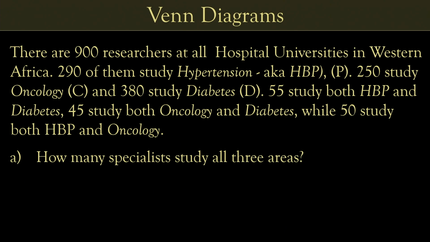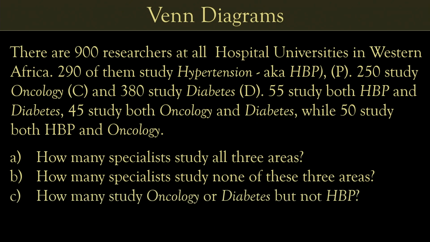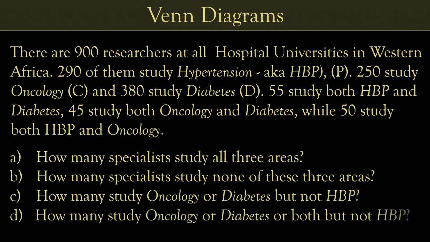How many specialists study all three areas? Okay. So some of the specialists will study all the three. The next one there is how many specialists study none of the three areas, and how many study oncology or diabetes but not hypertension or high blood pressure. Part D there says how many of these researchers study oncology or diabetes or both oncology and diabetes but not high blood pressure. So notice there is a difference between question part C and part D.